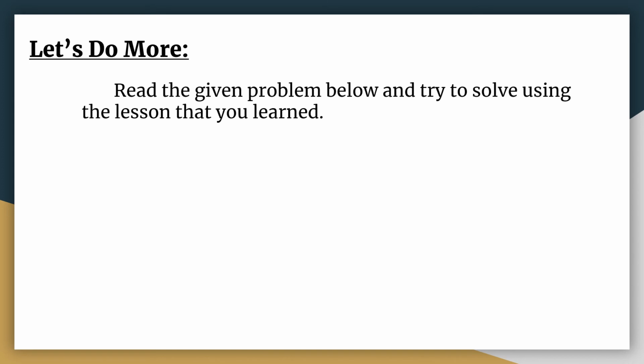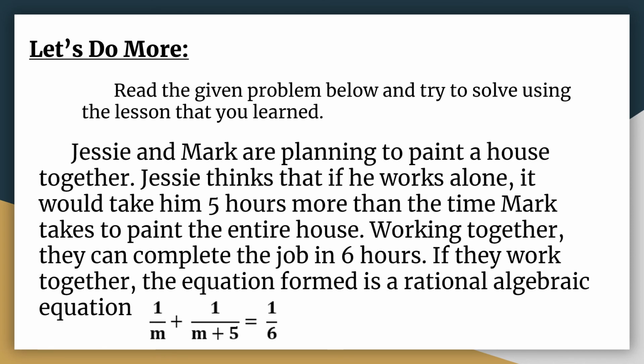So let's have a problem solving here. Read the problem and try to solve using the lesson that you learned. Jesse and Mark are planning to paint the house together. Jesse thinks that if he works alone, it would take him 5 hours more than the time Mark takes to paint the entire house. Working together, they can complete the job in 6 hours. If they work together, the equation formed is a rational algebraic equation: 1 over m plus 1 over m plus 5 equals 1 over 6.